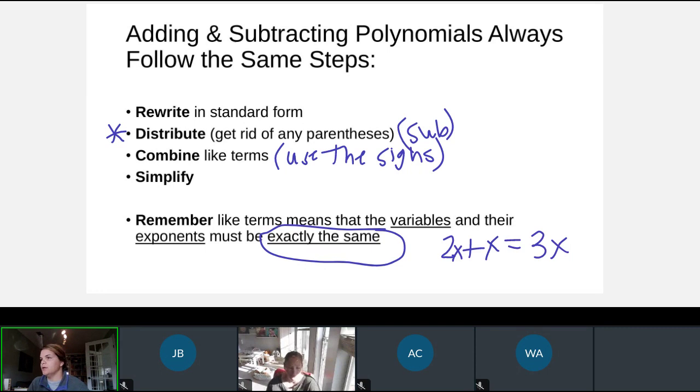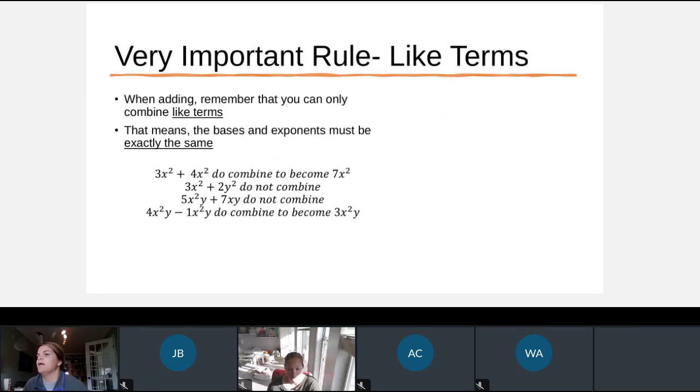All right, now I'm going to close the group chat for just a second. Here's another slide about like terms. When adding, remember you can only combine the like terms. Same with subtracting, okay? So this means the bases, base is another word for variable, have to be the same. So you have to have the same variable and the exact same exponent. So let's take a look at these. I'm going to cover some of these up so it's less busy.